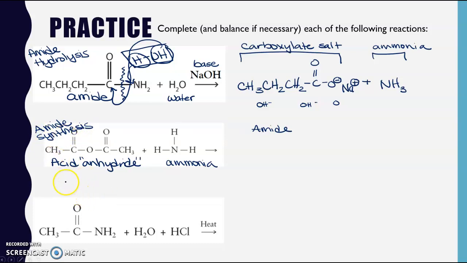Amide synthesis. So when I create an amide, one thing I remember is that I need 2 molar ratios of ammonia. And remember it said balance if necessary? That's because I'm actually going to need 2 molar ratios of my nitrogen containing compound. One of them is going to go to generate my amide. So I'm going to break this acid anhydride here, and I'm going to create my amide structure, CH3, bound to a carbon, get my carbonyl group, and then I'm going to bind it to the nitrogen.